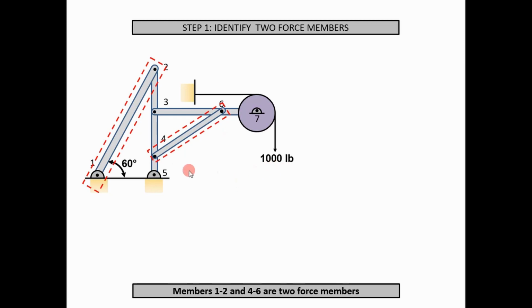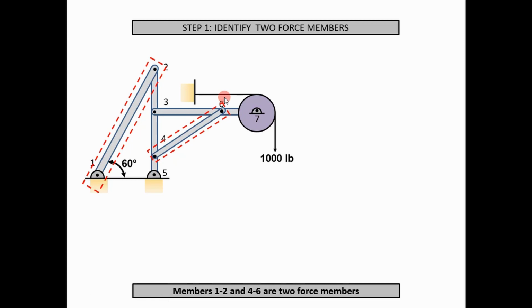The 2 force members in this assembly are this member here and this member here. As you can see, there are only 2 points on this member where a force would react if you took it off the assembly and had to replace it with reaction forces. These other members, this member right here, you have 1, 2, 3, 4 reaction forces acting on it at least. And right here you have 1, 2, 3 on this member, so that wouldn't be a 2 force member.